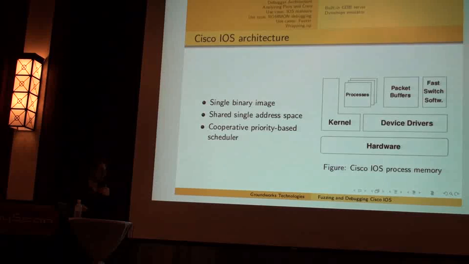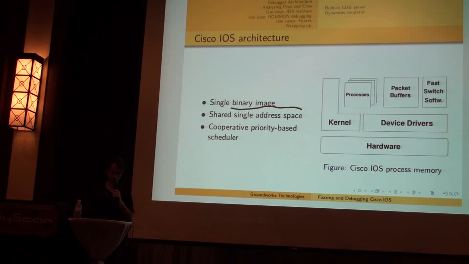Okay, well, this is the architecture of the operating system. Cisco iOS is actually a very old operating system. It's not modern at all. For example, it doesn't have process separation. This is the most important thing. It has a single address space. This means that every process inside actually shares the address space.